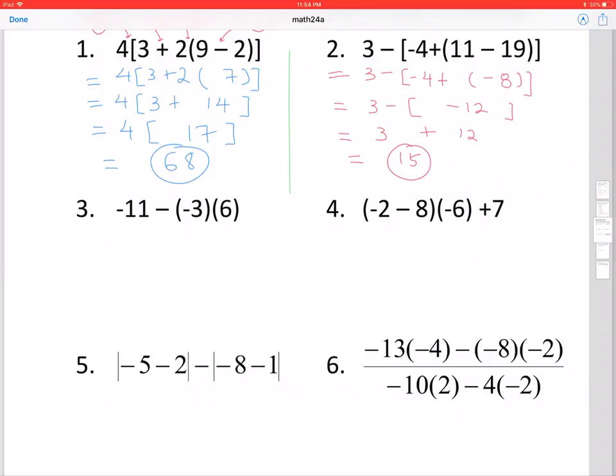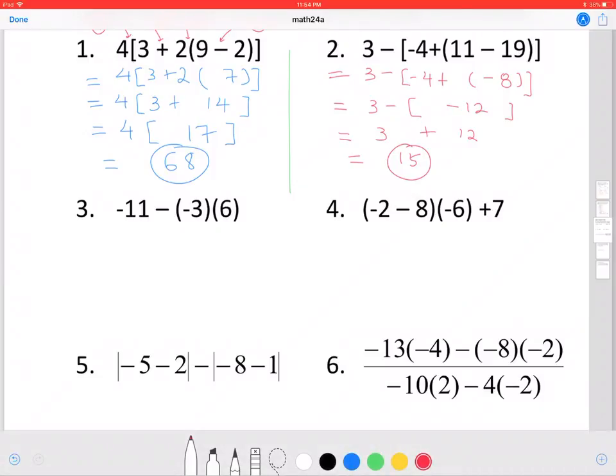All right, number 3. Number 3, we have multiplication that needs to be done. Negative 3 times 6 before subtracting. So negative 11 minus, okay, nothing has been changed. What I wrote right there, that is negative 18. Negative 18 comes from negative 3 times 6. And that will just be negative 11 plus 18, which will give me positive 7.